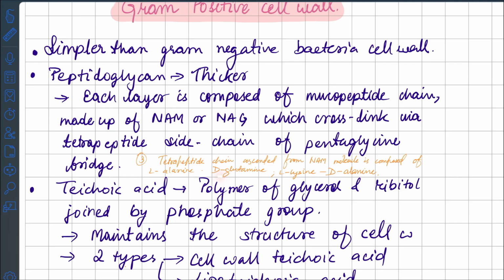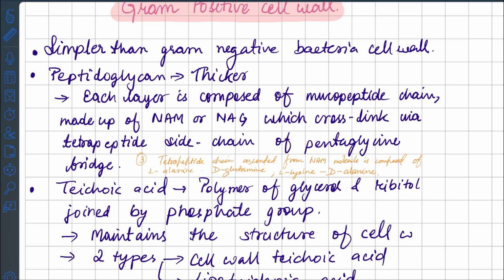Here the alanine, glutamine, lysine, alanine, these are amino acids, and D and L are their enantiomers. So the tetrapeptide chain, which is present between the cross-linking of NAM and NAG molecules, ascends from the NAM molecule and is made up of these amino acids: alanine, D-glutamine, lysine and alanine.